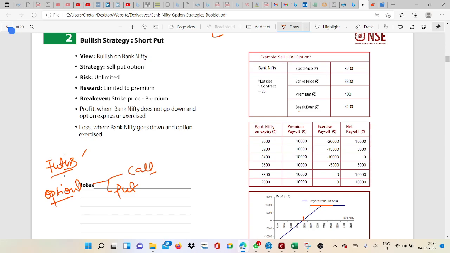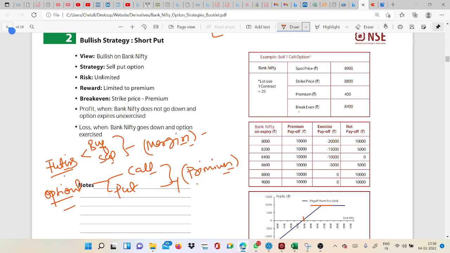With futures, again, you either buy or sell, but if you want to enter into any futures contract, margin is required. You may even expect questions on this: if you want to enter into futures contracts, do we pay the premium or margin? Yes, we do pay the margin. But with options, we don't pay the margin. The technical term that we use, which we pay, is premium.